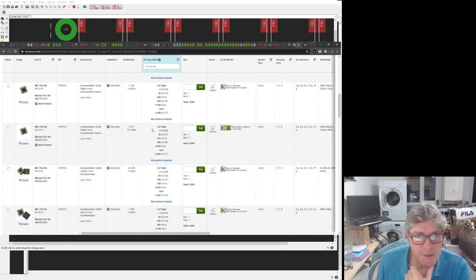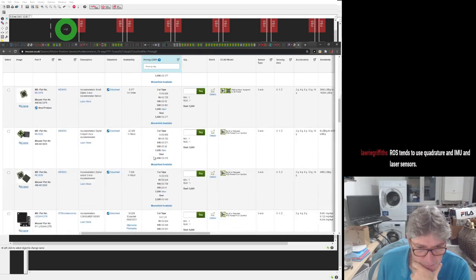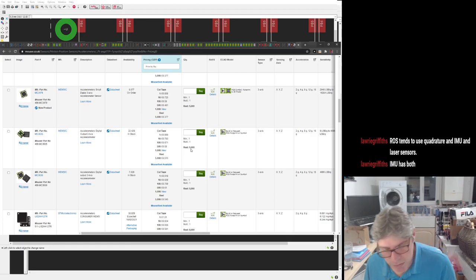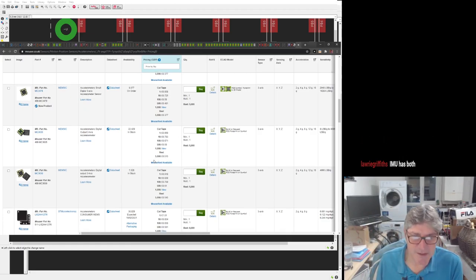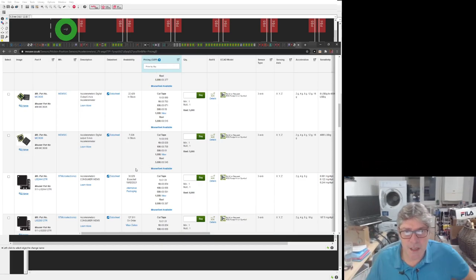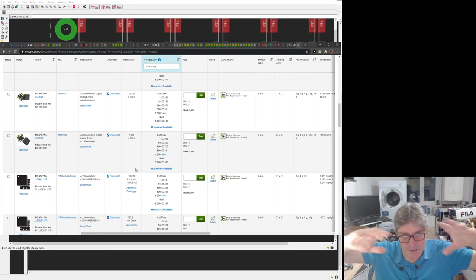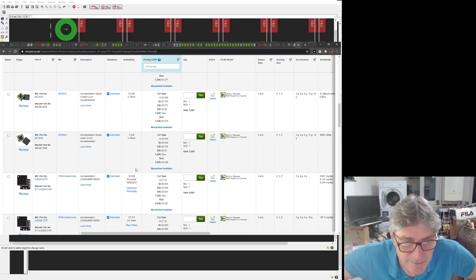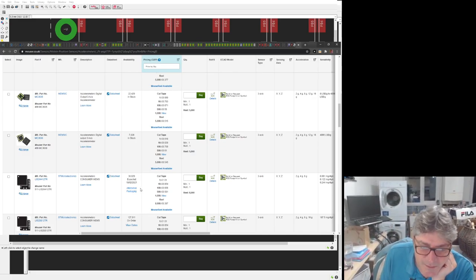Do you get accelerometers with gyros built in? Is that common? Ross tends to use quadrature and IMU and laser sensors. Yeah, I'm trying to avoid the laser stuff because it's expensive. Things like LiDAR just make things really expensive. Not only that, but you just end up with a point cloud. And processing point clouds and dealing with voxels is just, you know, we're really at kind of level 4 or 5, and that's up at like 55 if you're not careful. And it just eats up cycles.